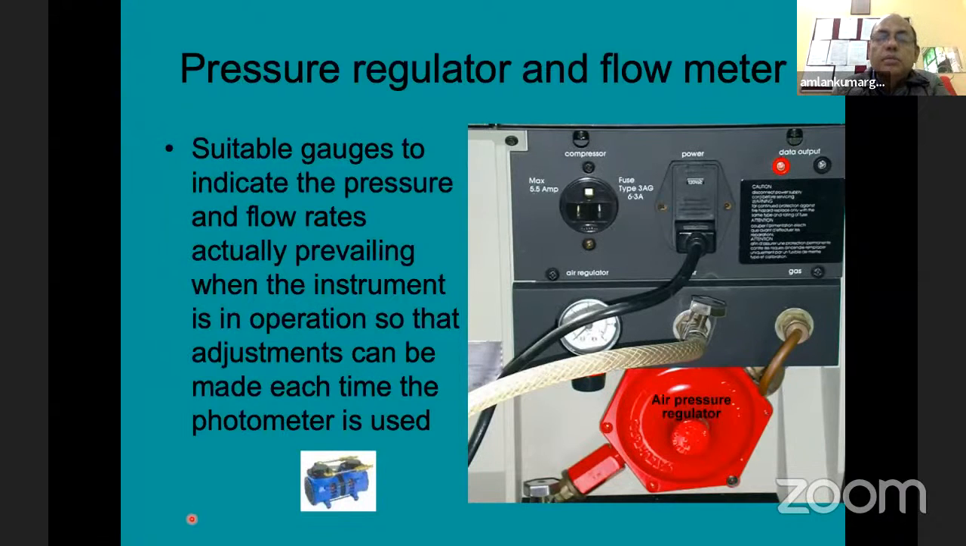So that between measurements, there is not much variation. We generally try to keep the pressure regulator and the flow meter at a fixed level so that each time you start the instrument and do the analysis, the flow rate remains the same.